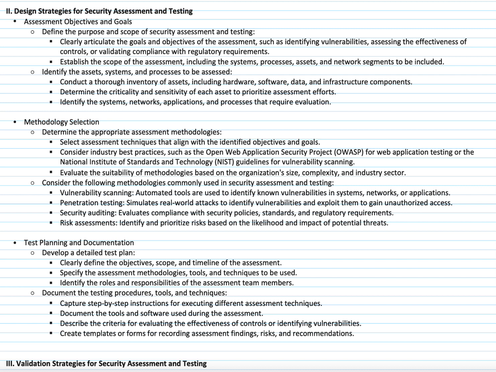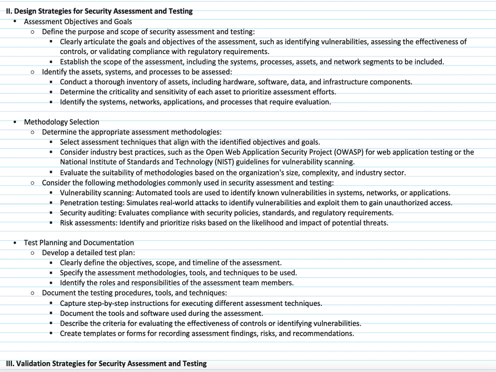It could be NIST. It could be ISO 27001 if you want to go down that path. Most likely, if you're in the US, you'll stick with NIST, or OWASP is a really good one for web apps, but you'll want to pick something that will help guide you in looking for the vulnerabilities.